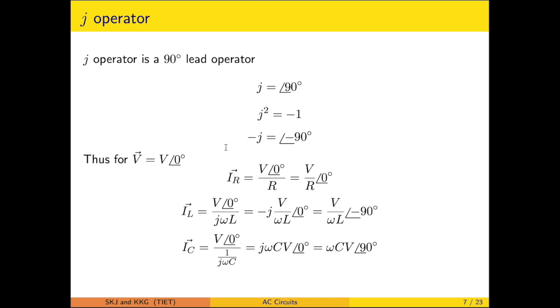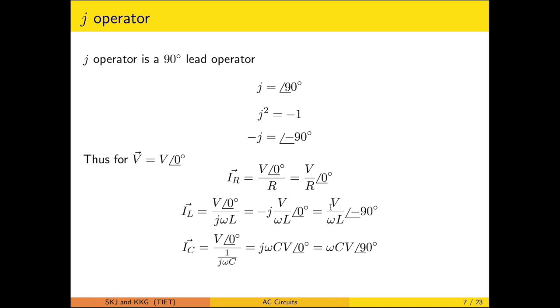So previously we also summarized the J operator. Here it is again, the same topic is revisited. J is a 90 degree lead operator. J square is equal to -1. So minus J is a 90 degree lag operator. Conversely, the voltage current relationship for the three circuit elements can be written likewise.